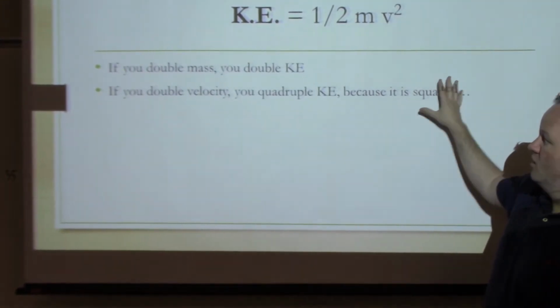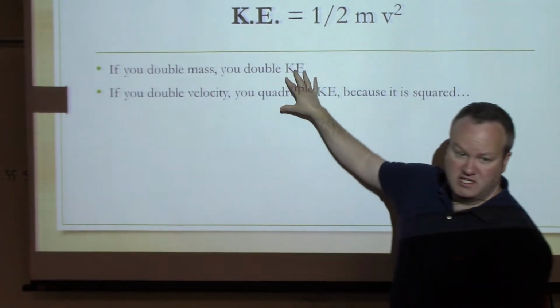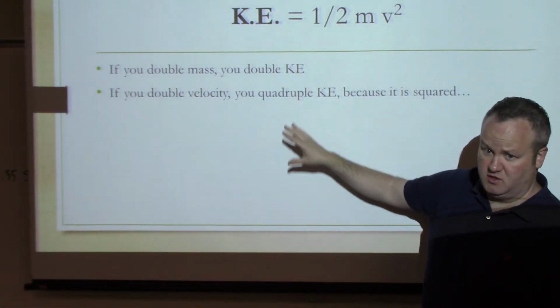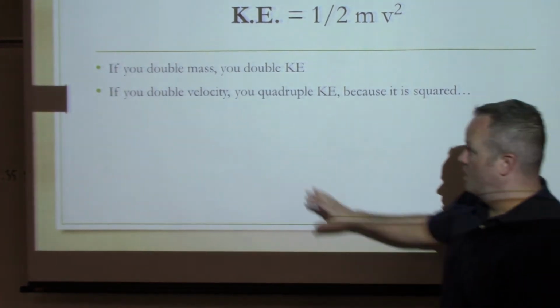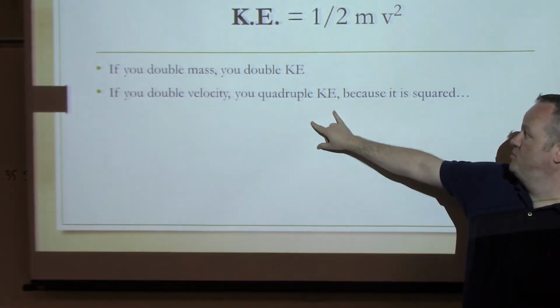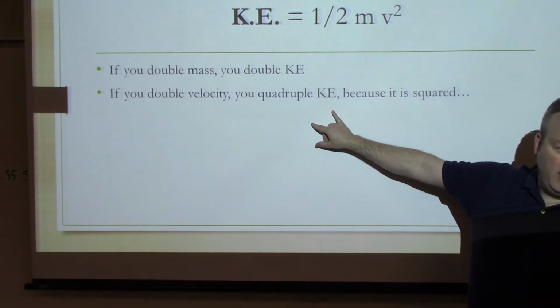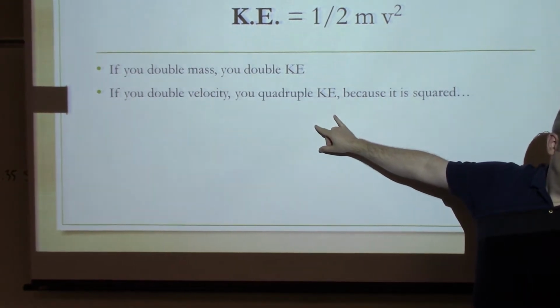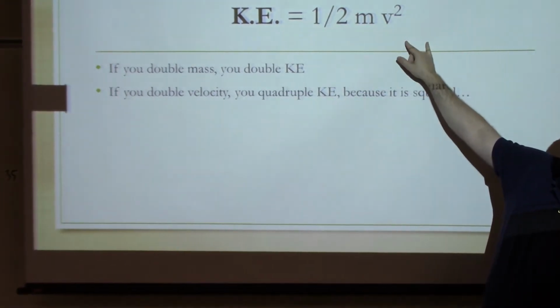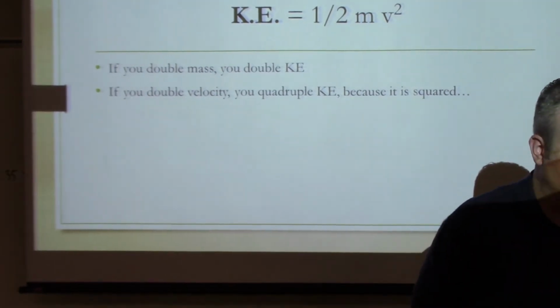But just so you know, if you double the mass, you're going to double kinetic energy. If you want to write that down, you certainly can. Okay? If you double velocity, you're going to quadruple kinetic energy. And why is that going to happen? Because you're squaring it, right? And so mathematically, you're going to have this other thing that's going to happen. All right?